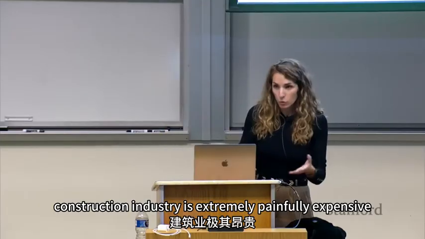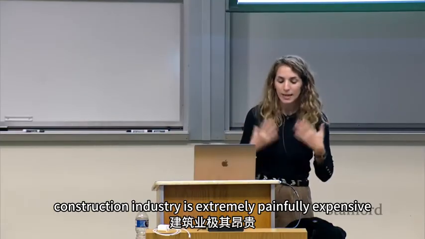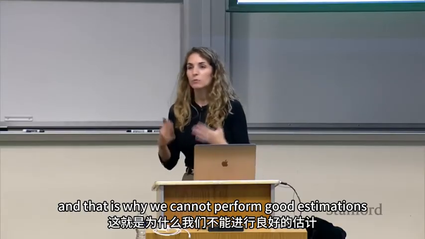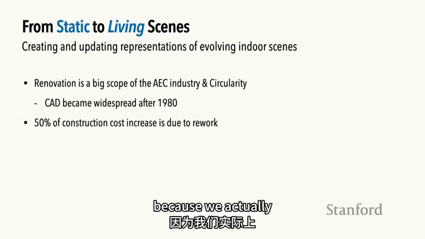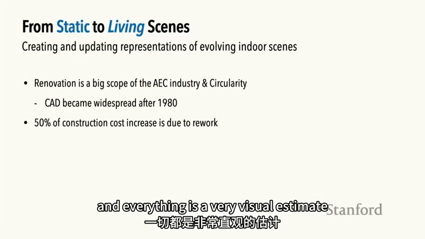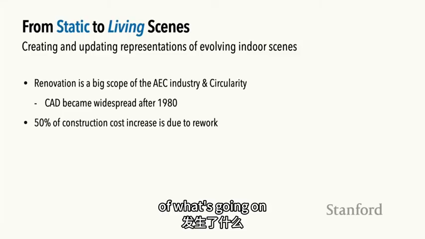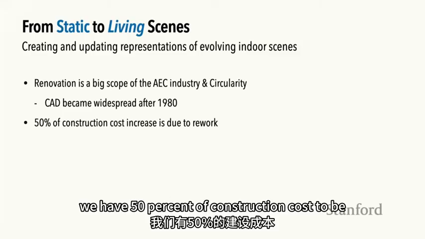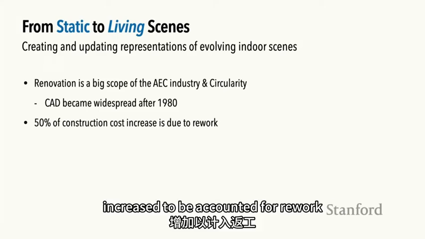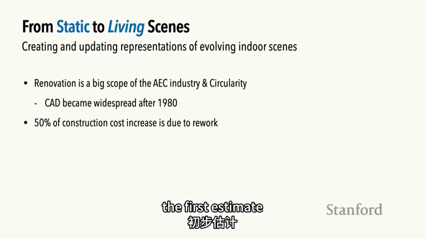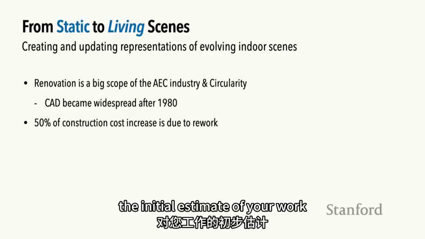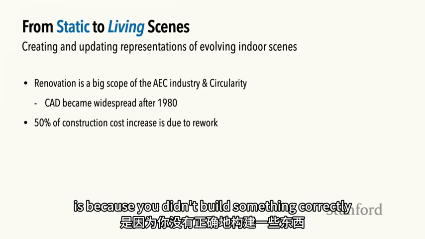In addition, the construction industry is extremely painfully expensive. And that is why we cannot perform good estimations about how much it costs, because we actually do not know what we're building, and everything is a very visual estimate of what's going on. We have 50% of construction cost to be accounted for rework. So essentially, of everything you have to pay on top of the initial estimate of your work, it is because you didn't build something correctly and you need to change it.